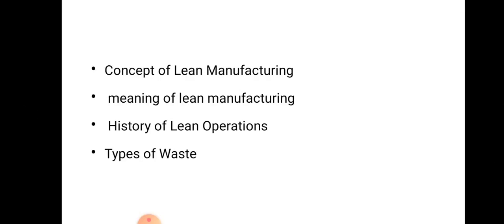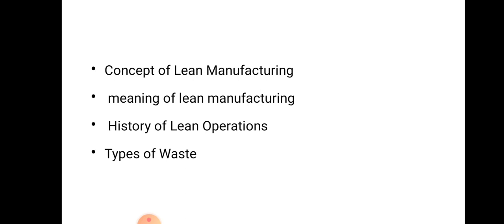I'm going to teach you the third week of the subject Technology and Operation Strategy. In the third week, I'm going to talk about lean manufacturing. The topics I'm going to cover with respect to lean manufacturing are the concept of lean manufacturing, meaning of lean manufacturing, history of lean manufacturing, and the types of waste. So these are the topics I'm going to cover in week 3.